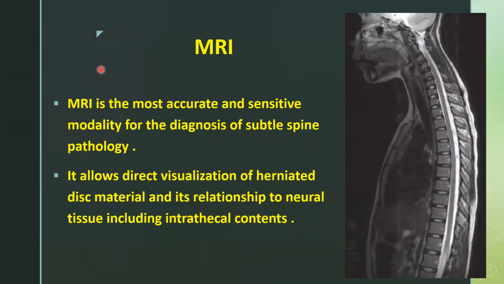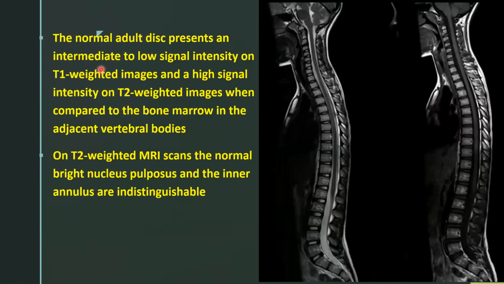MRI. MRI is the most accurate and sensitive modality for the diagnosis of spinal pathology. It allows direct visualization of herniated disc material and its relationship to the neural tissue, including intrathecal contents. The normal adult disc represents an intermediate to low signal intensity on T1 weighted images and a high signal intensity on T2 weighted images when compared to the bone marrow in the adjacent vertebral bodies.